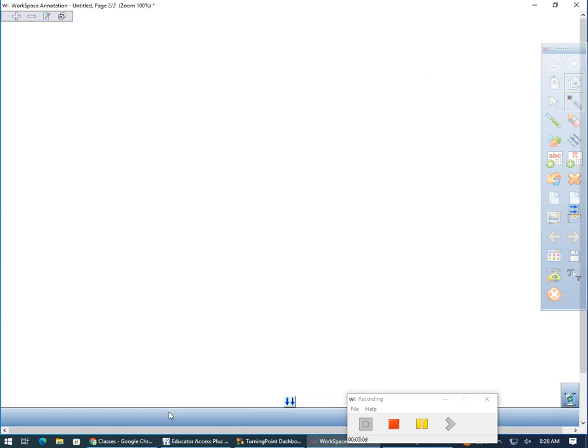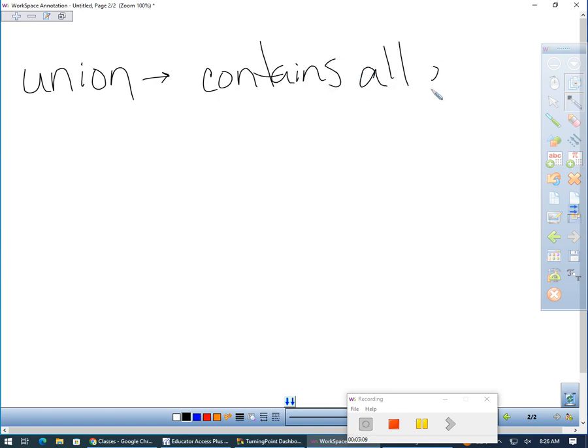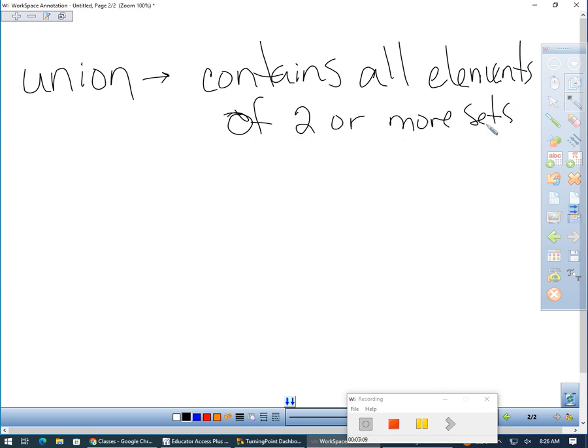All right, next vocabulary word I want to use is union. You've seen this one. A union contains all elements of two or more sets. And to show a union, we use a U. What do we do already that has a U in the middle? Yes, our "or" in interval notation.